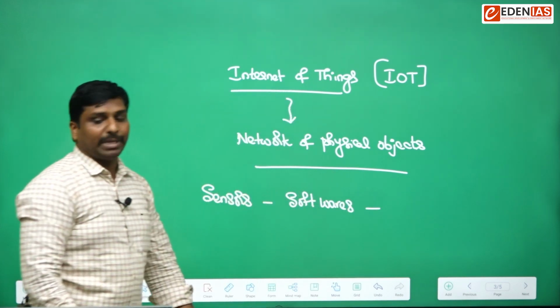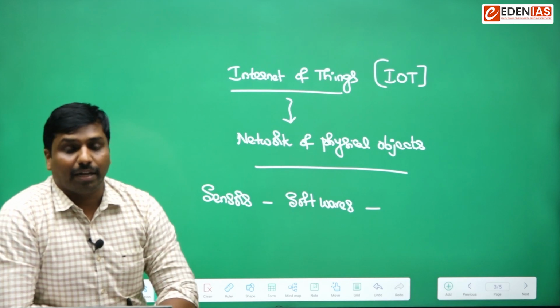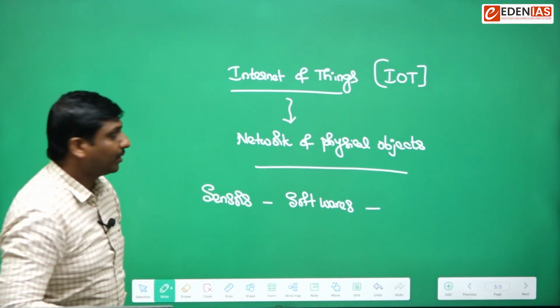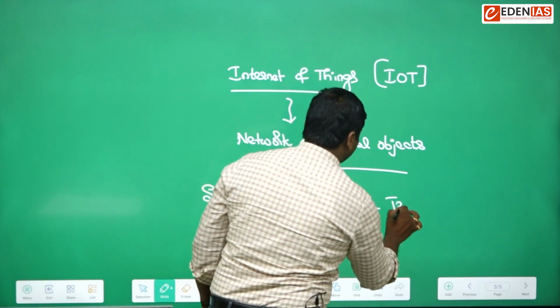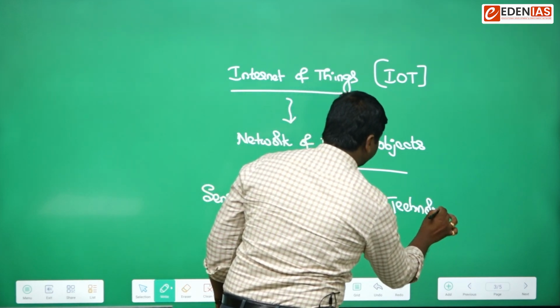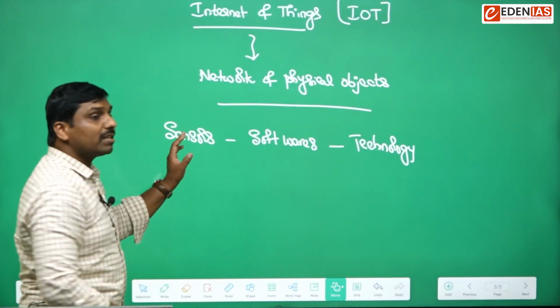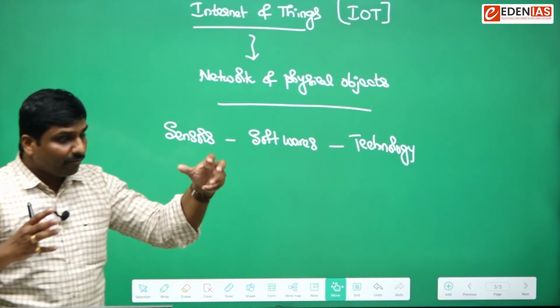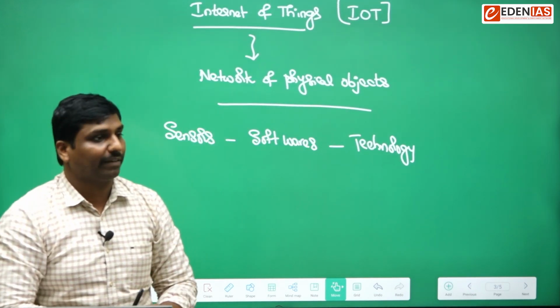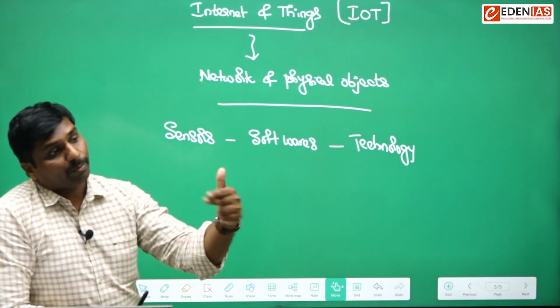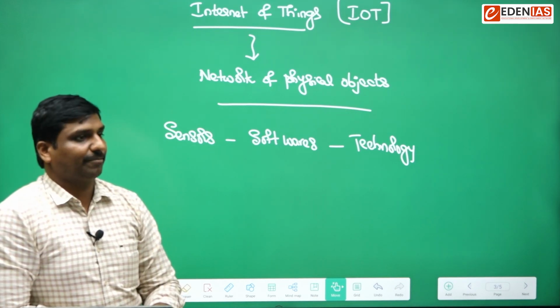and we'll be having some technology to connect. So we'll use the technology. By using these three components, sensors, softwares, and technology, we will connect all the devices on one platform so that one activity would be automatically connected to another activity like this.